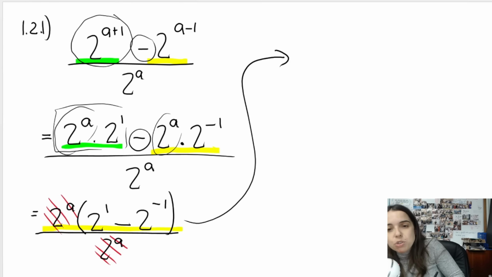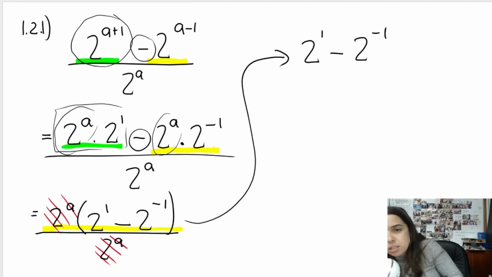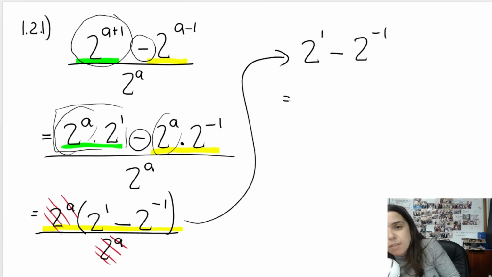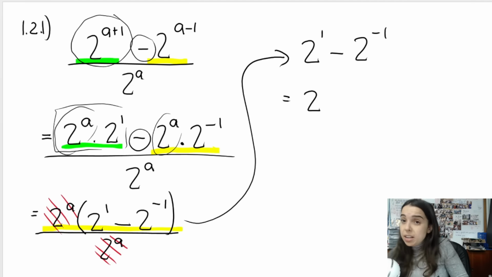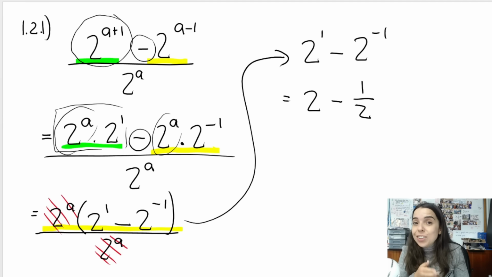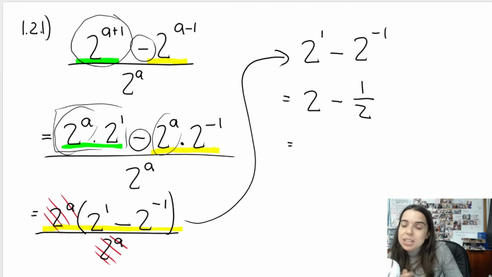I'm left over with 2 to the power of 1 minus 2 to the power of negative 1. And you guys should know that 2 to the power of 1 is 2, sorry. And then 2 to the power of negative 1 is a half. Check on your calculator if you're not sure. Then we can use our calculator to do the rest for us. So our answer is 3 over 2.